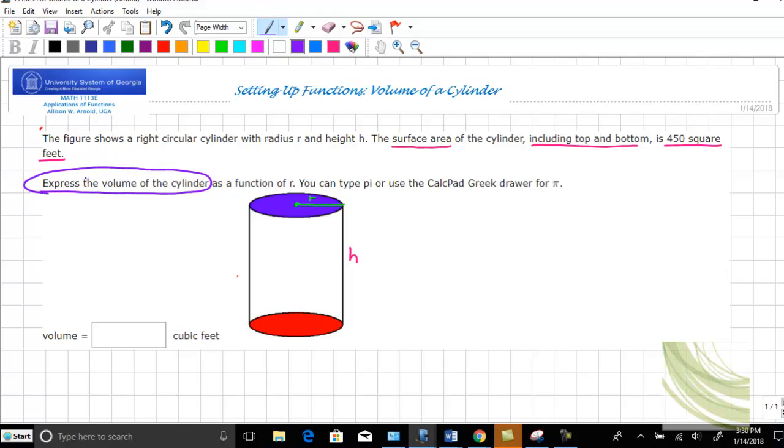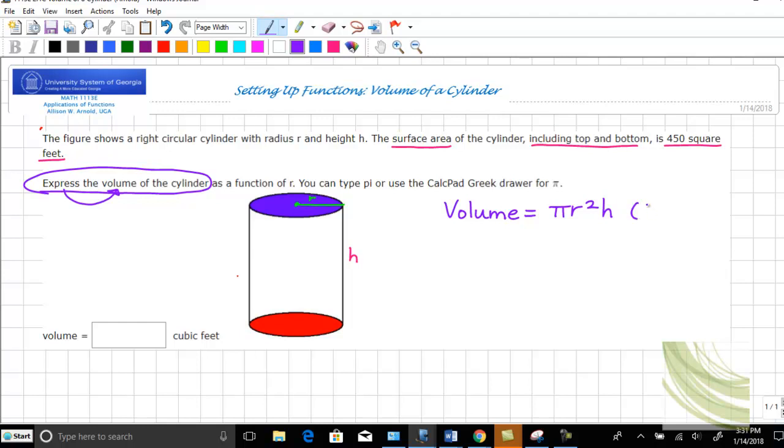So let's focus on what "express" modifies: as a function of r. If we're thinking about volume, first of all, the volume of a cylinder with radius r and height h is the area of a cross section times the height, because it's a constant cross section. So it's pi r squared h.